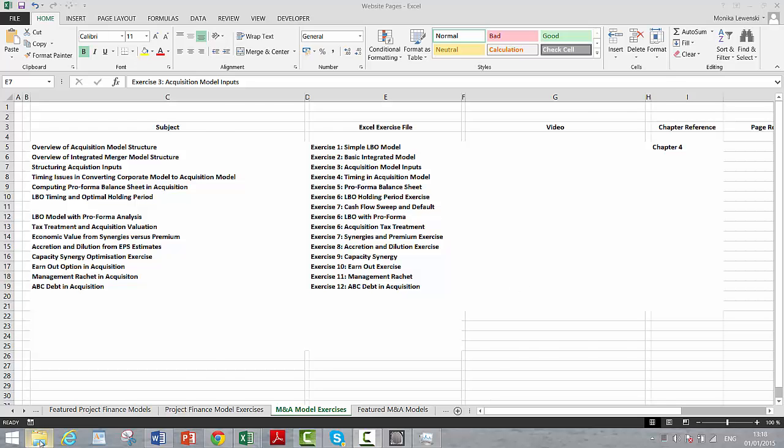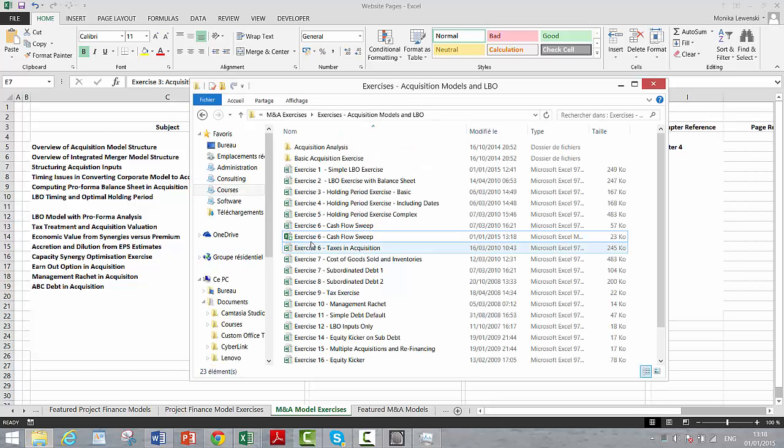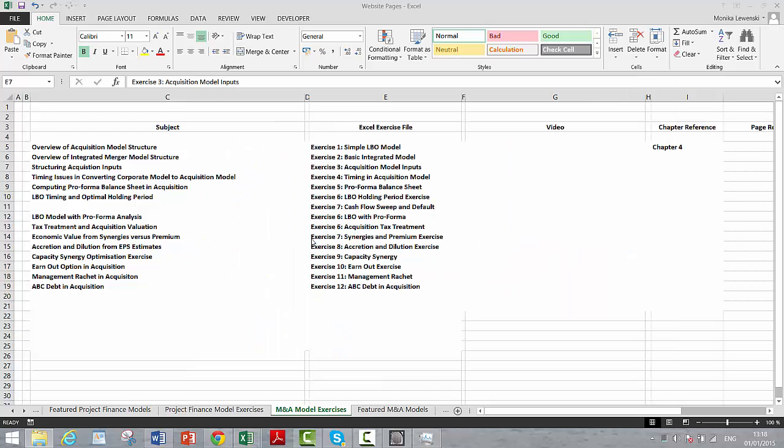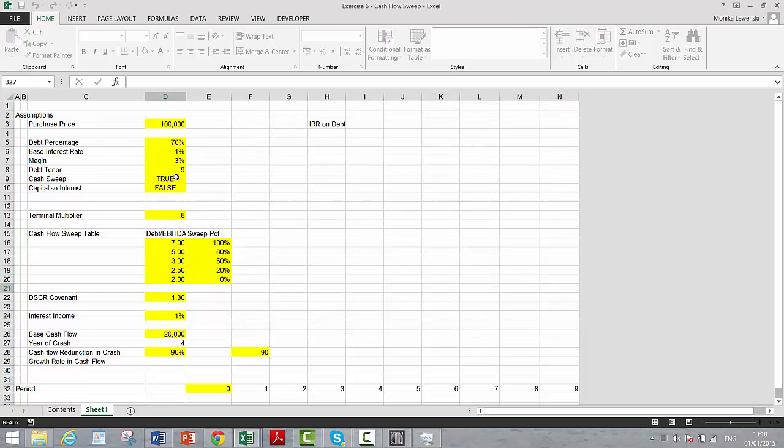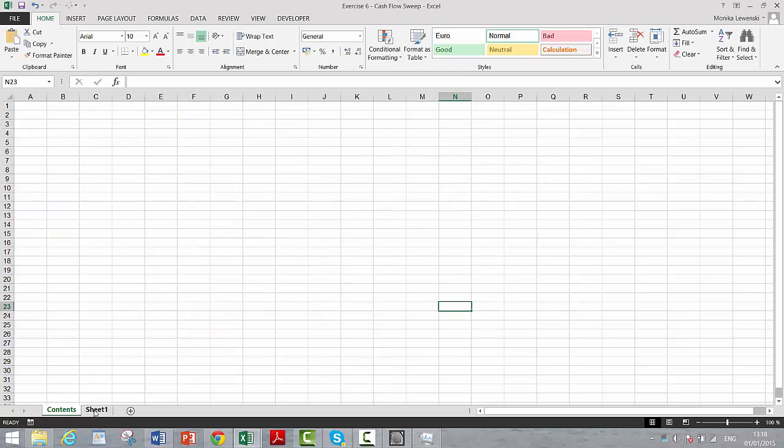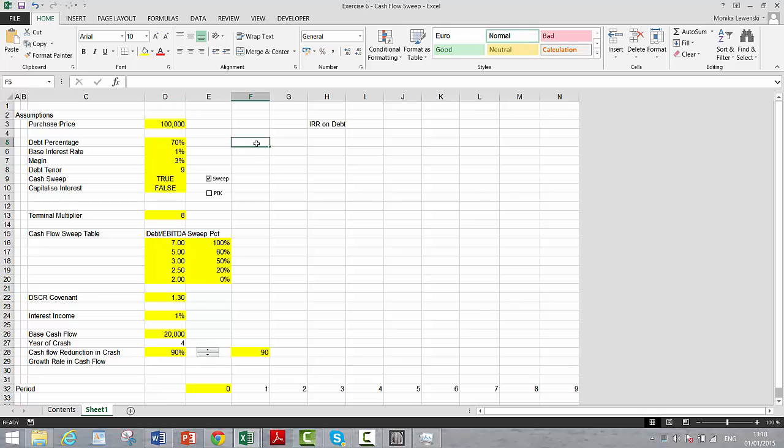Okay, here we go. Let's talk about a cash flow sweep in the context of an acquisition. I put in one of these old user forms. You go to Visual Basic, and it's a user form. I think I've discussed that in the section on macros.